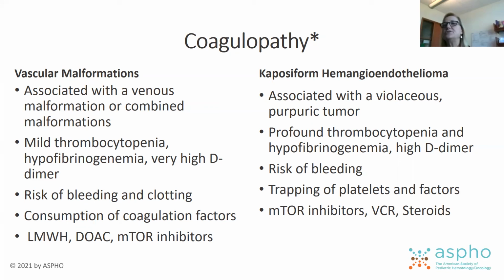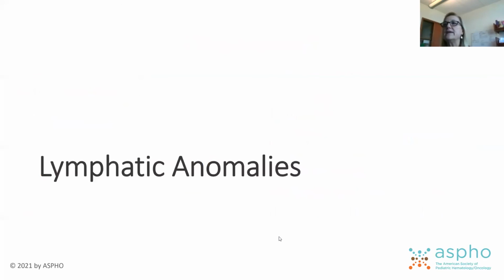In vascular malformations, there's a risk of bleeding and clotting. In KHE, there's more so a risk of bleeding. KHE is caused by trapping of platelets and factors, versus in vascular malformations, you have the consumption of coagulation factors. KHE is treated with mTOR inhibitors. It's treated with medications that treat the tumor. In vascular malformations, you use low molecular weight heparin, you use DOACs, and actually you can use mTOR inhibitors, but it doesn't stop the growth because it's not a tumor, but it stabilizes the endothelium. So this is an important slide to know.